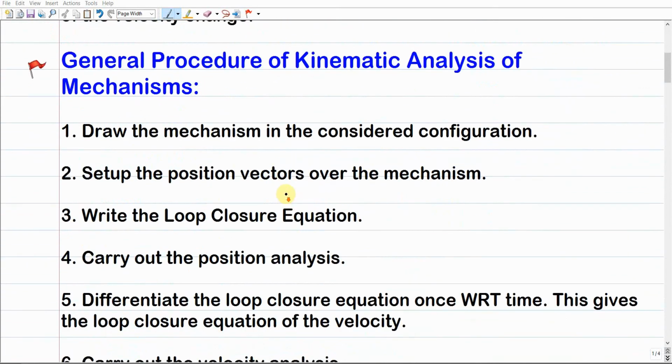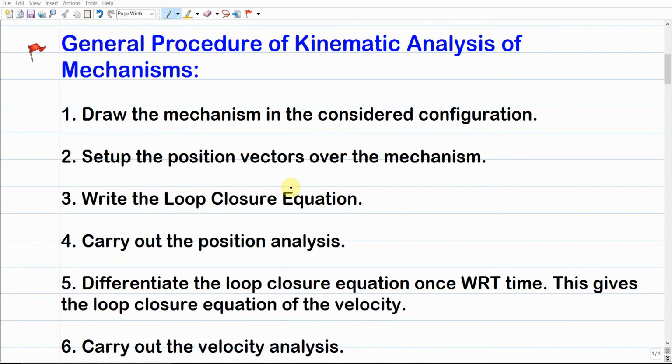So what is the general procedure to do a complete kinematic analysis of the mechanism? As you can see, the first 4 steps are typically the same ones we did before. We start by drawing the mechanism in the considered configuration. As I told you, it is advised to draw the mechanism depending on the given angle or the given configuration that you have to solve the mechanism for.